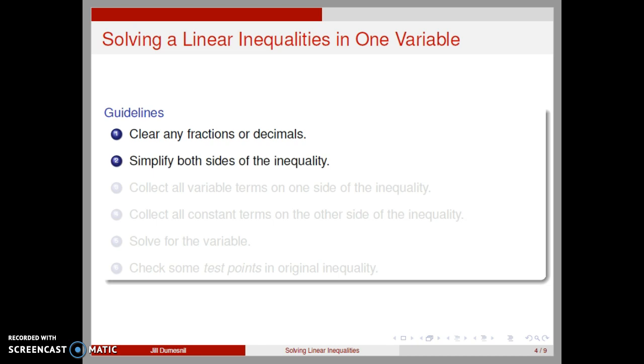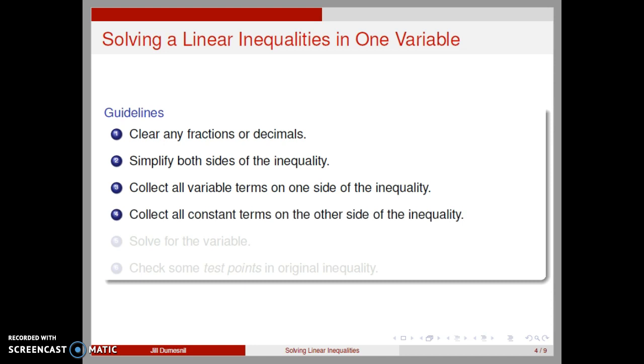Next, simplify both sides of the inequality by clearing parentheses and collecting like terms. Then collect all the variable terms on one side of the inequality by adding or subtracting the appropriate quantity on both sides. Next, collect all constant terms on the other side of the inequality, again by adding or subtracting as appropriate.